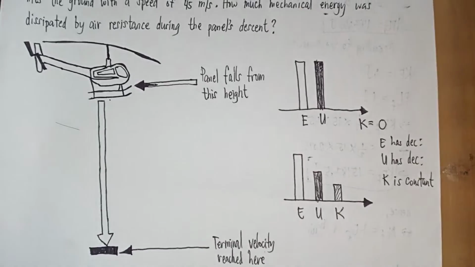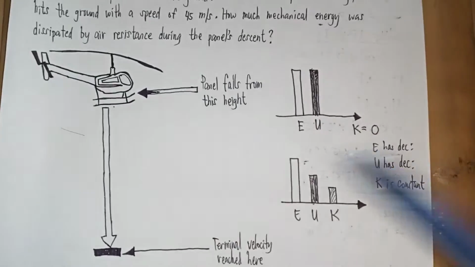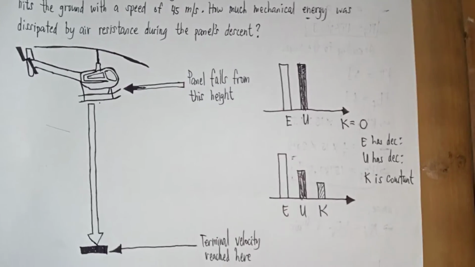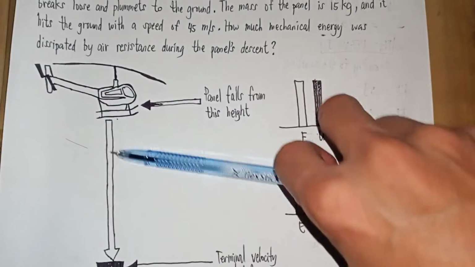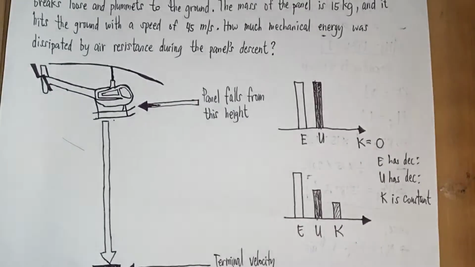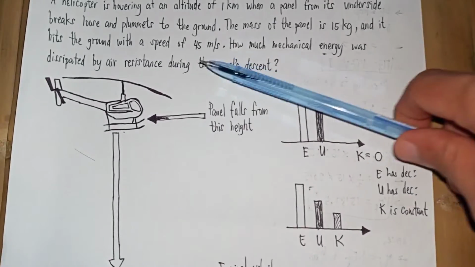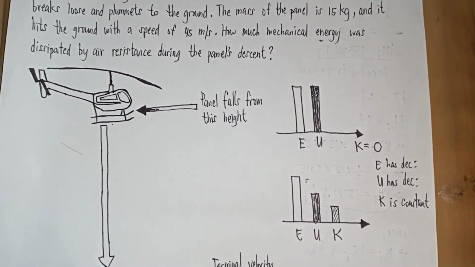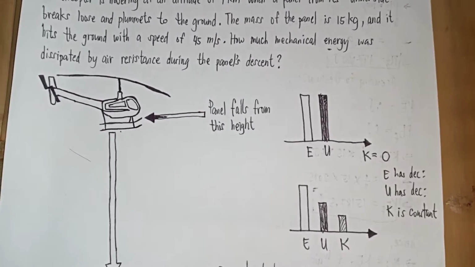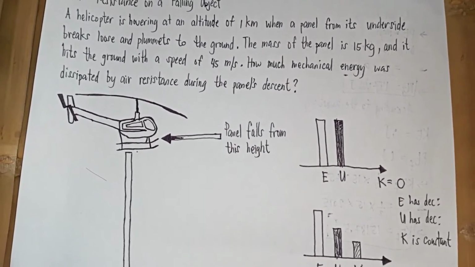Then the gravitational force is acting on the panel. The air resistance is also included, since it is falling, and it is stated in the problem. Gravitational force is conservative. However, the non-conservative force, air resistance, does negative work on the falling panel.